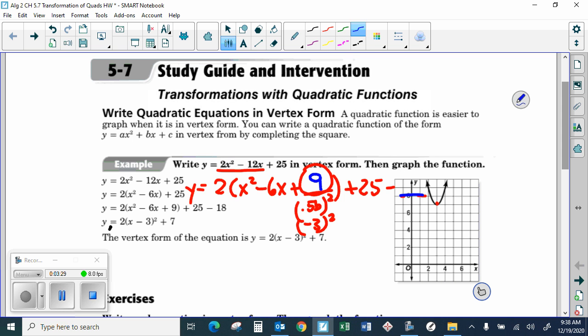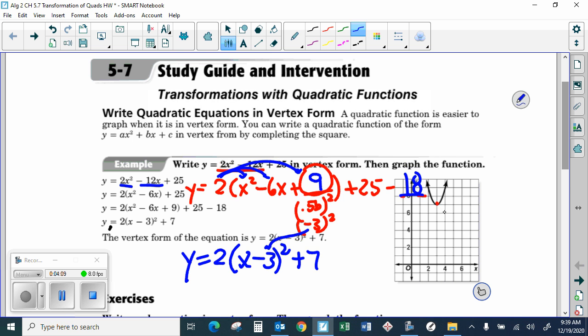Here's the tricky part. You think it's 9, but what it really is, don't forget you're distributing this 2 through here. There's that 2x squared. There's the -12x. I've really added 18. So since I've added 18 to it, I need to subtract 18 from it. That way I haven't changed the problem. And now I can write it in vertex form. This is a perfect square trinomial of (x minus 3) squared, remember you just drop that right on down there. And 25 minus 18 is 7, plus 7.